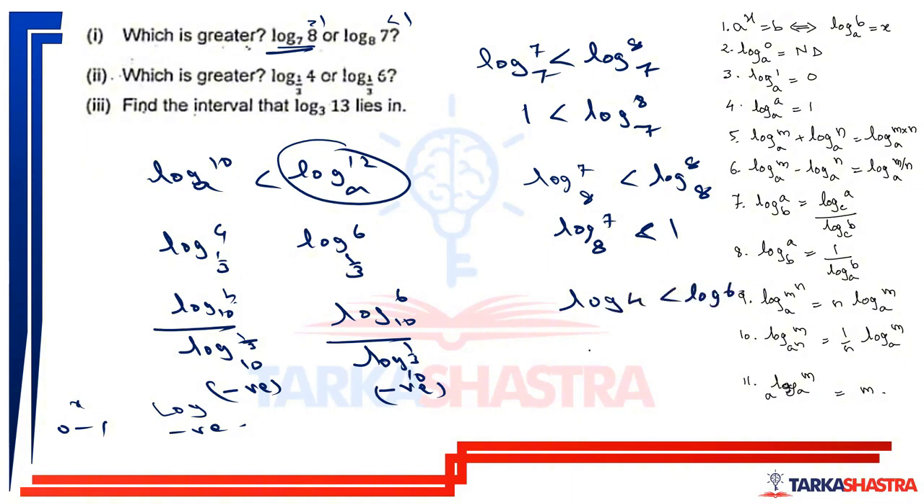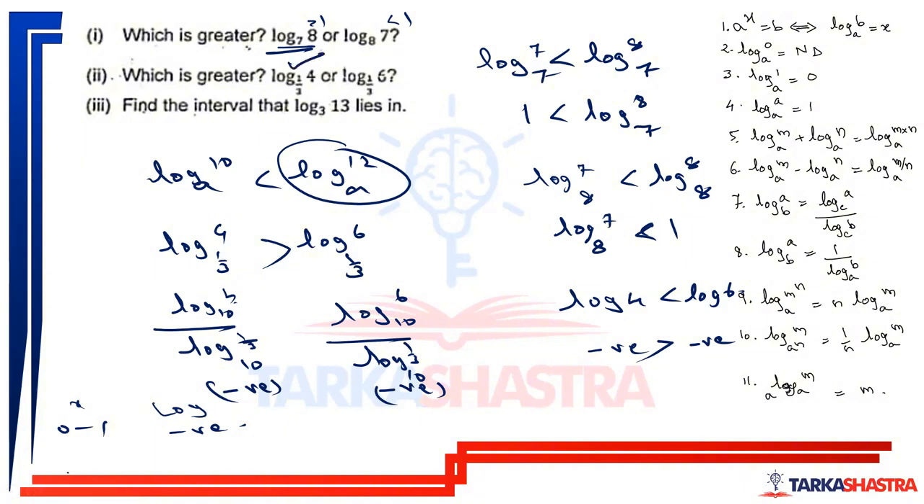But now when I multiply by negative, this sign will change and this will be greater. So log 4 to the base 1 by 3 will be greater than log 6 to the base 1 by 3. This value is greater.